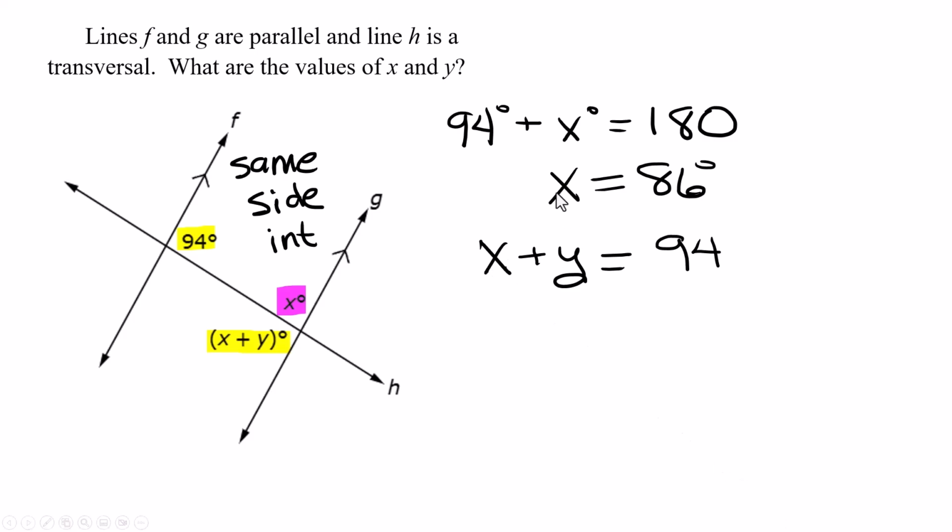I know that the x is 86, so I'm going to substitute that in like we just did on that proof. Substitution property of equality. And then we subtract 86 from both sides, and I got y equal to 8.